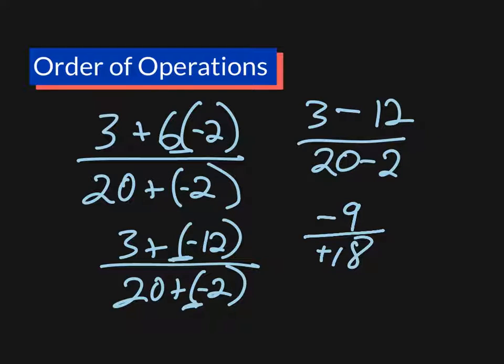And now we can divide. So 9 divided by 18, 18 goes into 9. Well, it doesn't, it's a half, right? So the answer is negative 0.5.